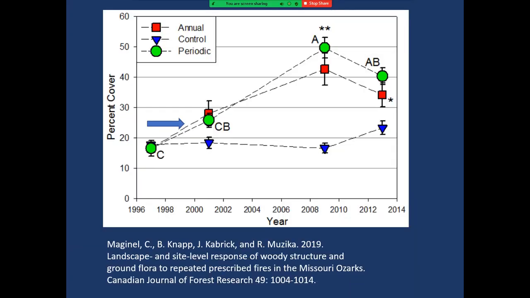Now let's examine the biological benefits of woodland restoration based on research. Research conducted by Calvin Maginel and others with MU and MDC at the Nature Conservancy's Chilton Creek site documented the results of annual and periodic prescribed fire on woodland sites along with control plots. This 16-year record shows that total ground floor cover increased 107% on annual and 144% on periodic fire plots and only 31% on control plots.